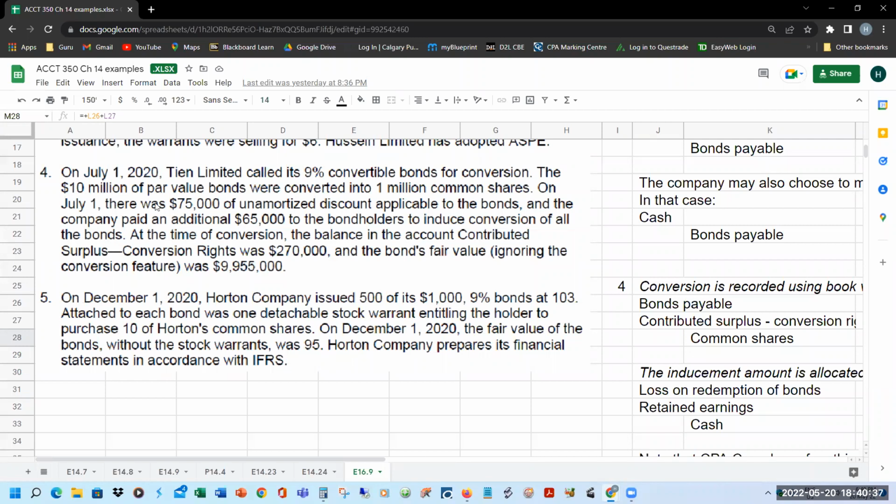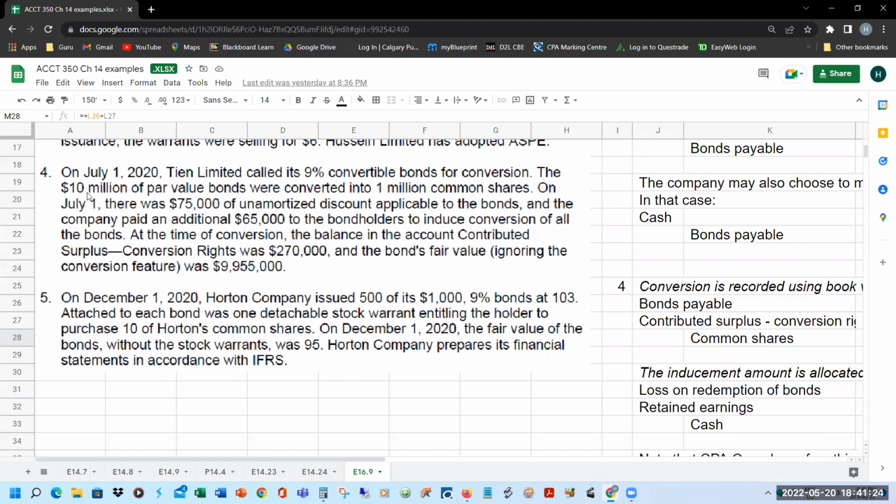So if we just look at the extra information, the bonds' fair value at July 1st, noting the conversion feature, was $9,955,000. Had the company not converted the bonds, but rather retired them, recall in chapter 15 we talked about a company buying back its bonds, retiring them early. If the company had retired these bonds, they would have needed to pay $9,905,000.